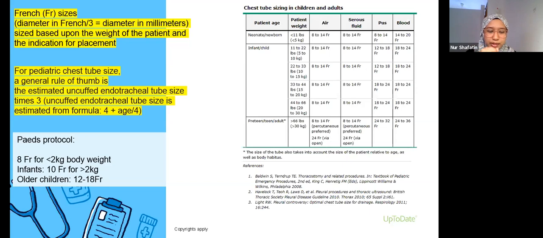So for pediatric chest tube size, the general rule of thumb is the estimated uncuffed endotracheal tube size times 3, where this uncuffed endotracheal tube size is estimated from the formula 4 plus age divided by 4. However, according to the PICS protocol, if the patient is below 2 kilograms body weight, we use an 8 French chest tube, while in infants, 10 French if the body weight is more than 2 kilograms, and all the children can be inserted with a 12 to 18 French tube.